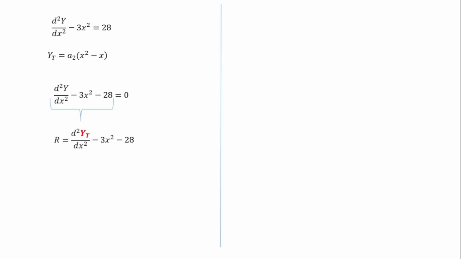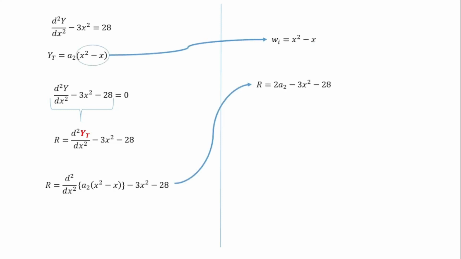So to fully get the expression for your residual, bring in the value of yt back into the equation, and you simplify. We already have yt, we have the residual term, so if you do that, we have something like this. It becomes d2 dx squared of a2 into x squared minus x, and we have to differentiate this twice, minus 3x squared minus 28. By the time you differentiate and simplify, you get our residual term, and that becomes r is equal to 2a2 minus 3x squared minus 28.